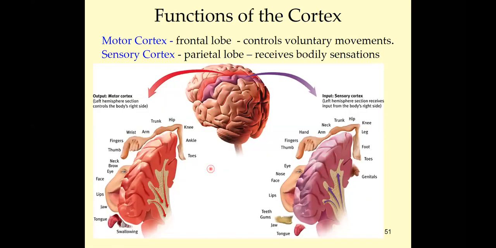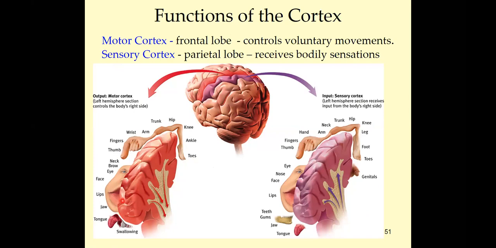Okay, now we have the motor and sensory cortex. The motor cortex is found at the back of the frontal lobe, shown here in red. This controls the voluntary movements of our body. And as you can see in this cutaway view, this indicates what areas of our body are stimulated by neurons in various parts of this motor cortex.